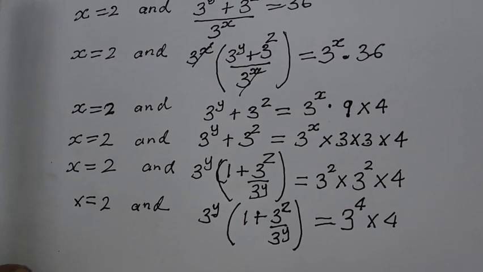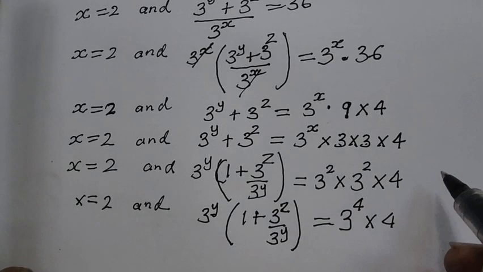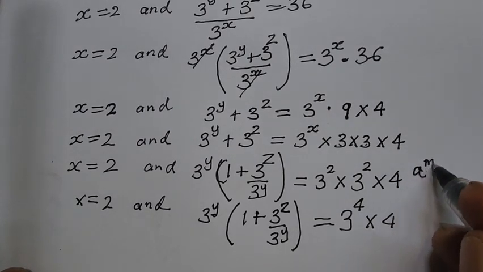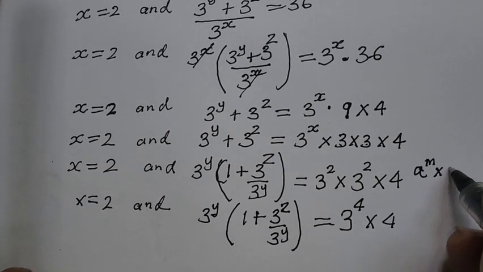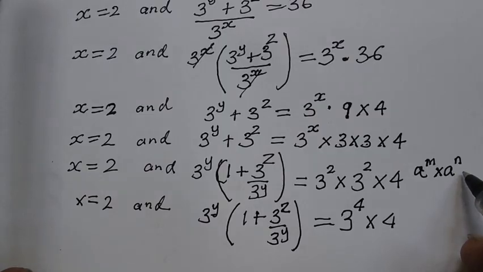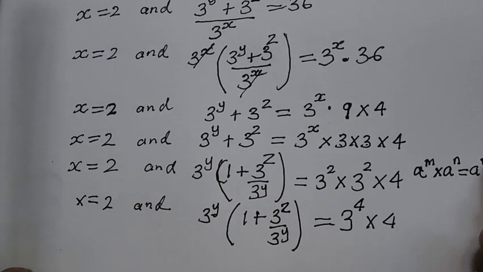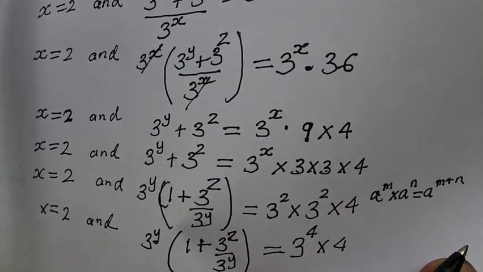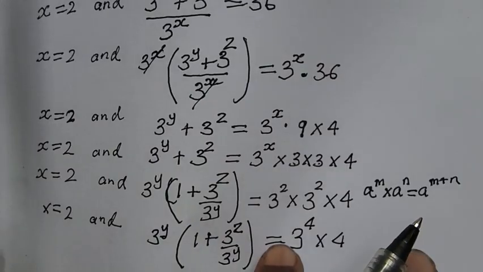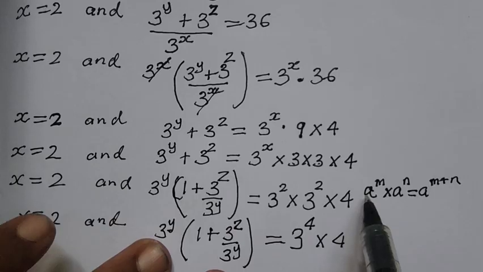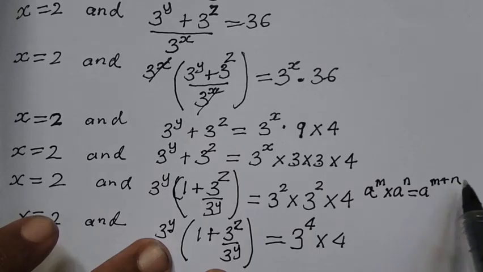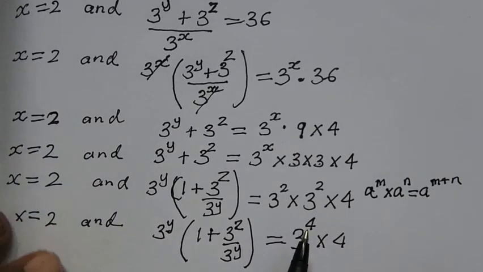Here we use the law of exponent, which is a power m times a power n equals a power m plus n. This is equal to a power m times a power n. This is equal to a power m plus n. That's what we have done here. 2 plus 2 equals 4.